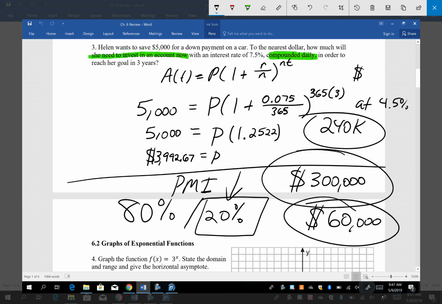You're probably going to have somewhere between $1,750 and $2,000 a month that you're putting towards.